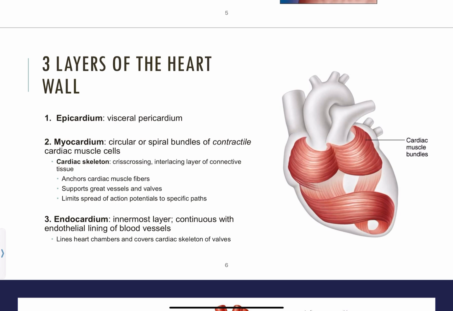Embedded within the myocardium is the cardiac skeleton, and this is just a dense network of connective tissue that helps anchor muscle fibers. It's also going to support the major vessels and the valves. And it's going to help restrict the path of electrical signals to make sure that we have really nice organized contractions. The innermost layer is the endocardium, a really thin, smooth lining that's continuous with the inner lining of blood vessels. It lines the heart chambers, and it's also going to cover the cardiac skeleton within the valves itself.